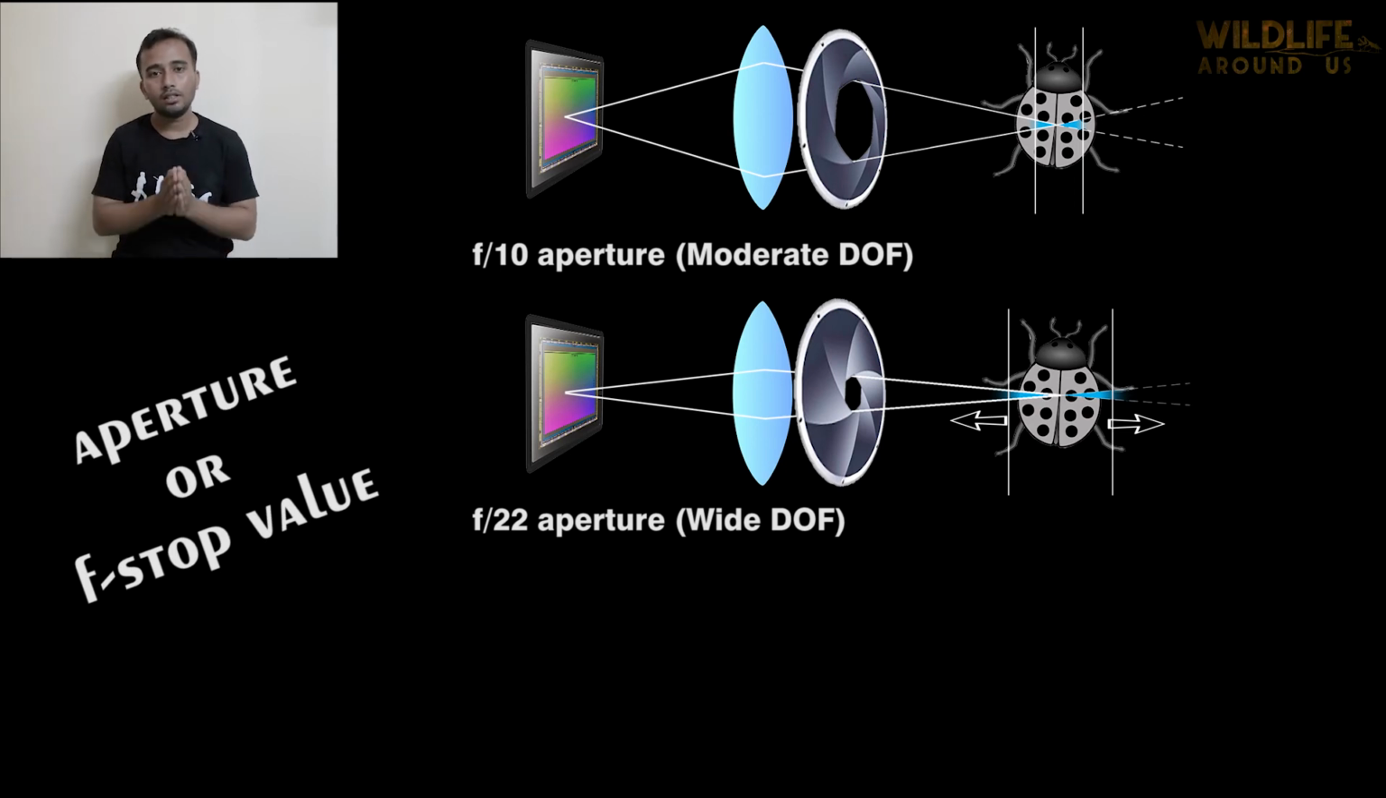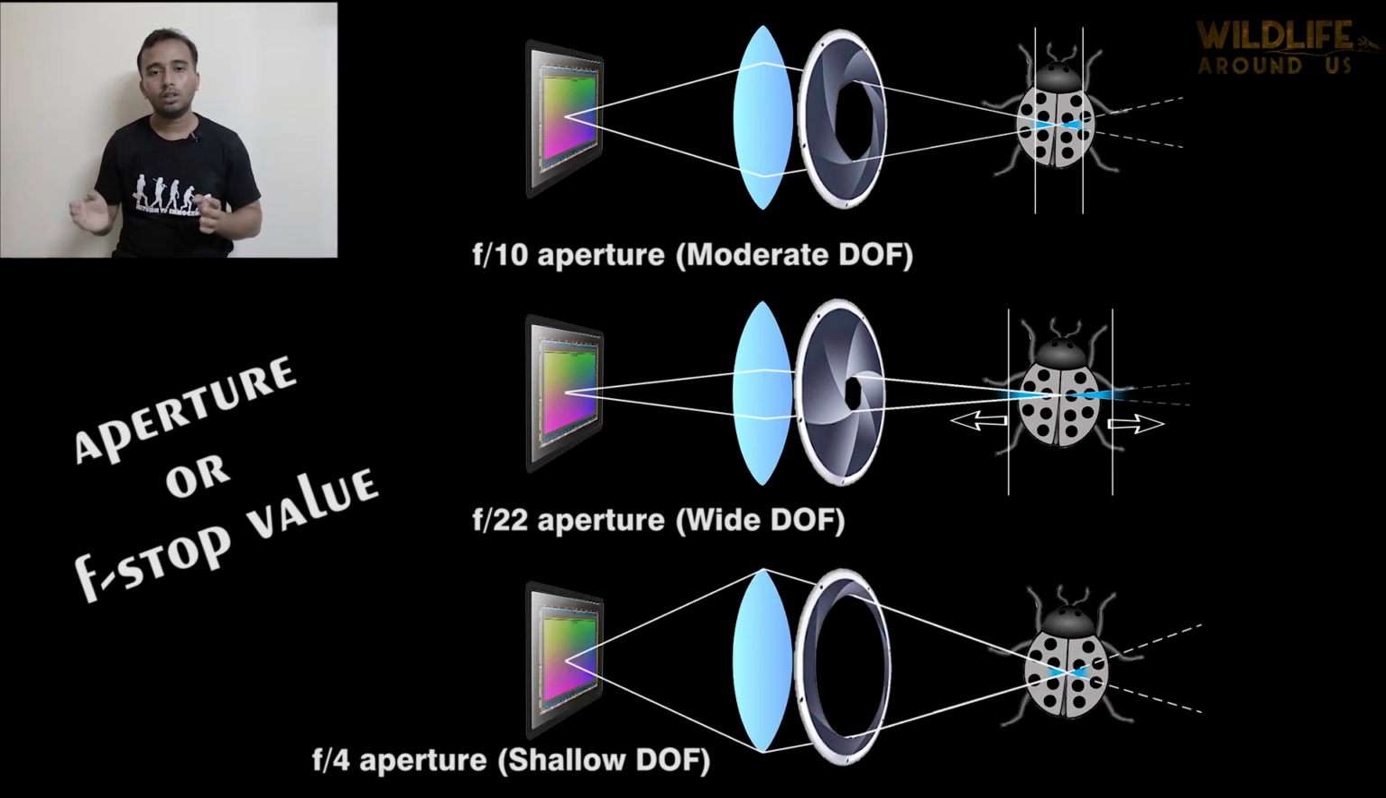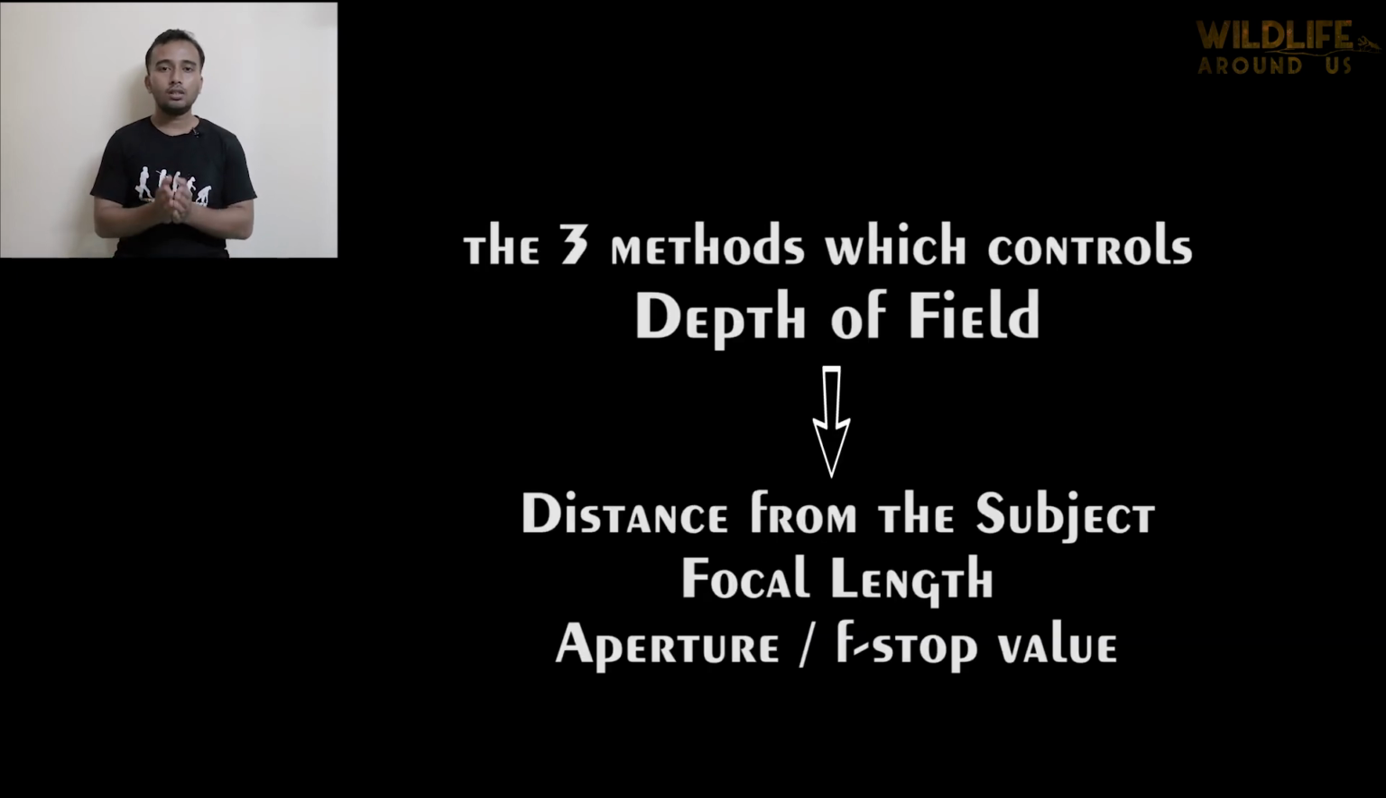Okay, then we change the aperture value from f22 to let's say f4. Now we are getting a much larger opening and light from the subject is allowed to enter through a much larger hole. What it does is squeeze the area of focus inwards, or in other words, we are getting a more shallow depth of field. So what we can see is that using a large f-stop or small aperture, we are getting a wider depth of field, and by using a small f-stop or large aperture, we are getting a shallower depth of field. So these are the three methods by which you can control the depth of field.